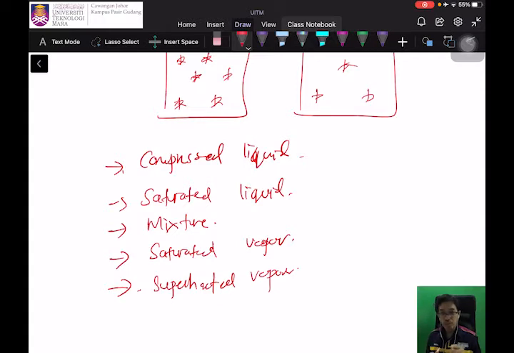But we will not go into details on each of these phases or states. Our interest is to get the corresponding temperature during the saturated condition, which is at saturated liquid, mixture or saturated vapor, because these 3 phases or states will experience the same saturated temperature.